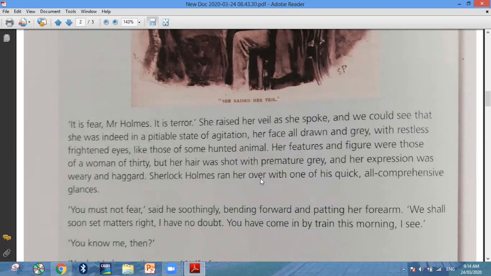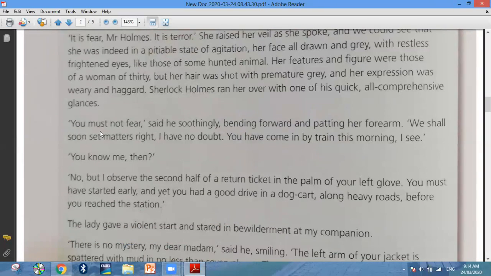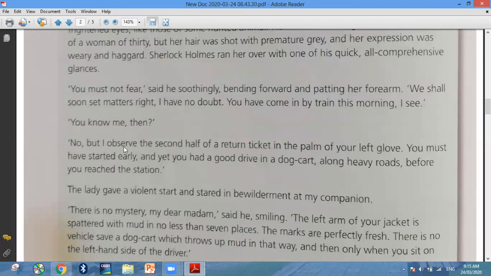Sherlock Holmes ran her over with one of his quick, all-comprehensive glances. "You must not fear," said he soothingly, bending forward and patting her forearm. "We shall soon set matters right, I have no doubt. You have come in by train this morning, I see." "You know me, then?" "No, but I observe the second half of a return ticket in the palm of your left glove. You must have started early, and yet you had a good drive in a dog cart along heavy roads before you reached the station."